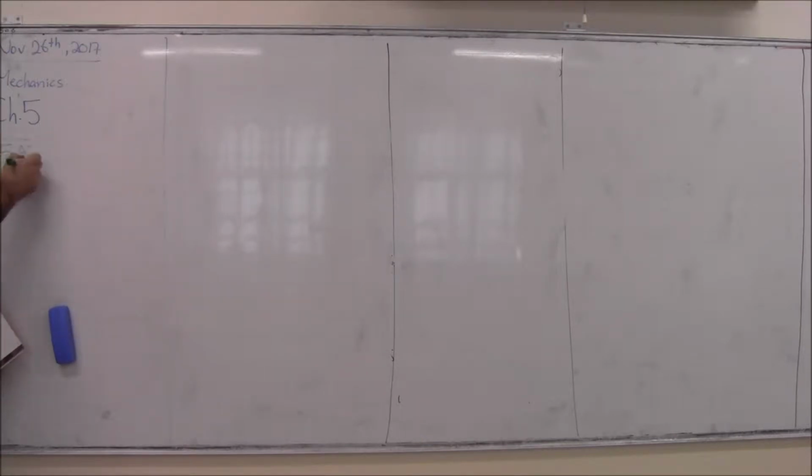Now let's do 7. In exercise 7, what do we have? We have a force applied, which is 60 newtons, this way. And here, this is P. This angle is 45 degrees.